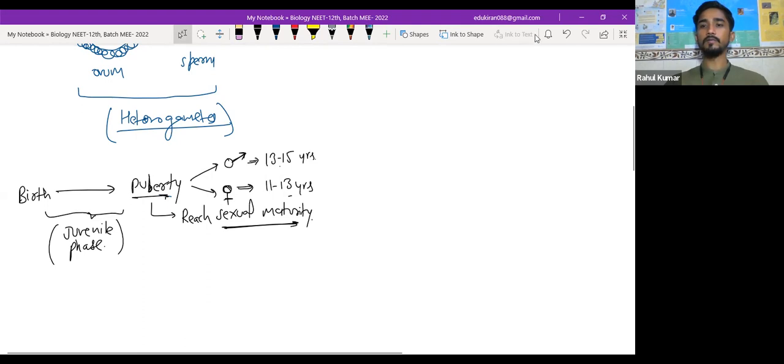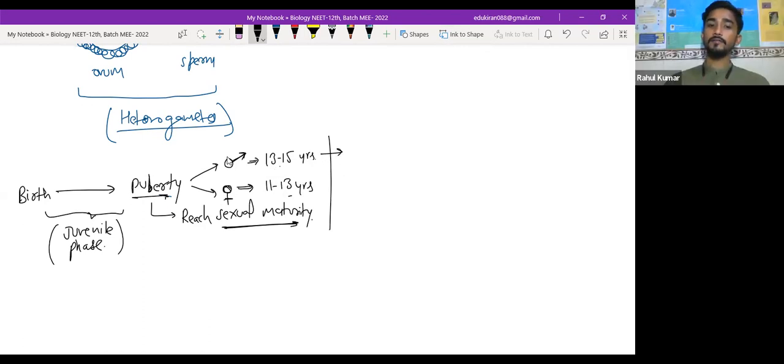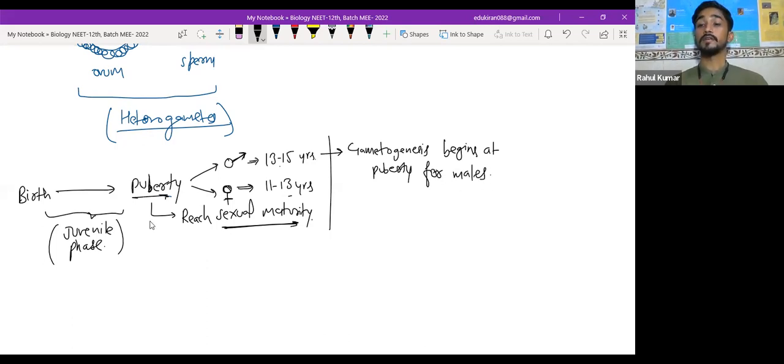Now, what happens at puberty? Changes in hormones. Yes, that is one thing. But for males, write down gametogenesis begins at puberty for males. So males start producing sperms when they reach puberty.